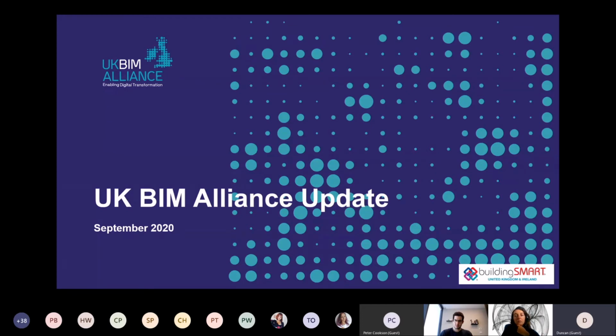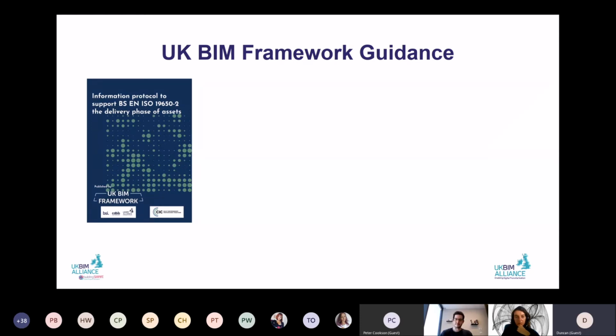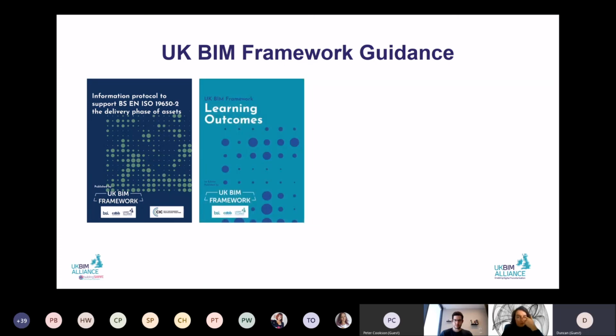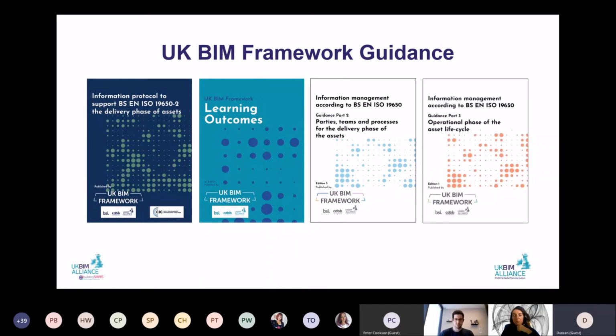Moving on now to the UK BIM Alliance update. Again we talked about the new ISO standards that have come out, and therefore the UK BIM Alliance framework guidance, which is a fantastic suite of documents, has also been busy. We now have the information protocol, which has been published in the last quarter, which deals with contractual implementation of BIM. There is a learning outcomes framework, which has been published as well. There is a new guidance to part 2 for ISO 19650, a 5th edition of that. And there is also a 1st edition of guidance to part 3, the very most recent standard.